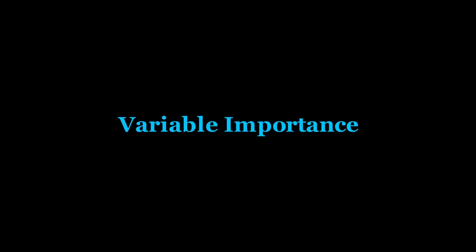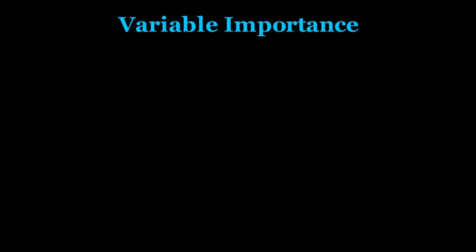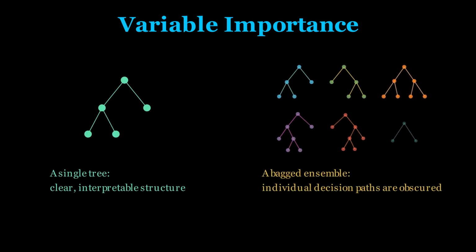Bagging improves accuracy, but that improvement comes at a cost: interpretability. A single decision tree provides a clear, interpretable structure that shows exactly how decisions are made. But a bagged model combines many trees, and each of those trees may offer a different perspective on which predictors matter. The result is a complex structure where individual decision paths are obscured.